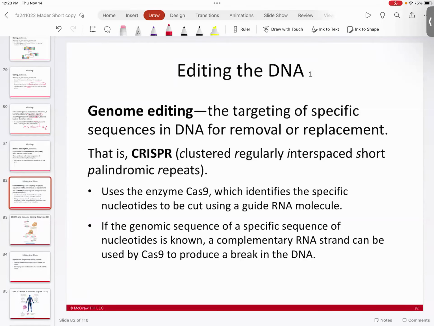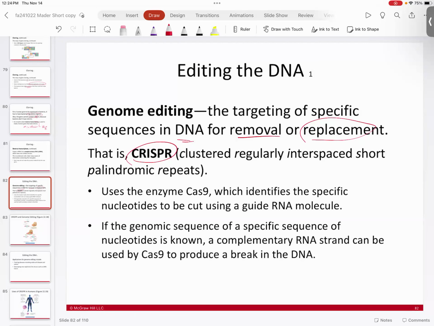Editing is another important one, right? This is basically where you target a specific sequence of DNA for either removal or replacement. So CRISPR is the big one of the day. Everybody's talking about CRISPR. This is basically clustered regularly interspaced short palindromic repeats. Say that one fast 5 times. And so this is a technology we've had now for a while. This isn't new. But it uses an enzyme set that comes from bacteria called Cas9.